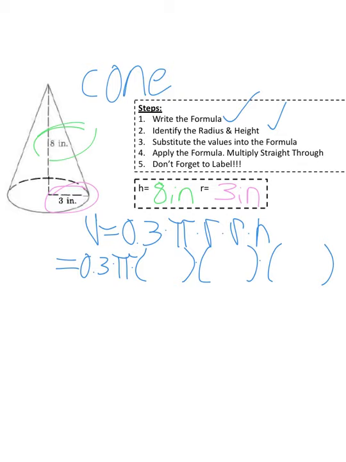So as we did on example 1, I just rewrote the formula, but I took out the letters. So instead of r, I'm going to put the value of the radius, which is 3 inches. I'm going to do that twice because we had 2 r's, and then the value of the height was 8 inches. So step 3 is done.